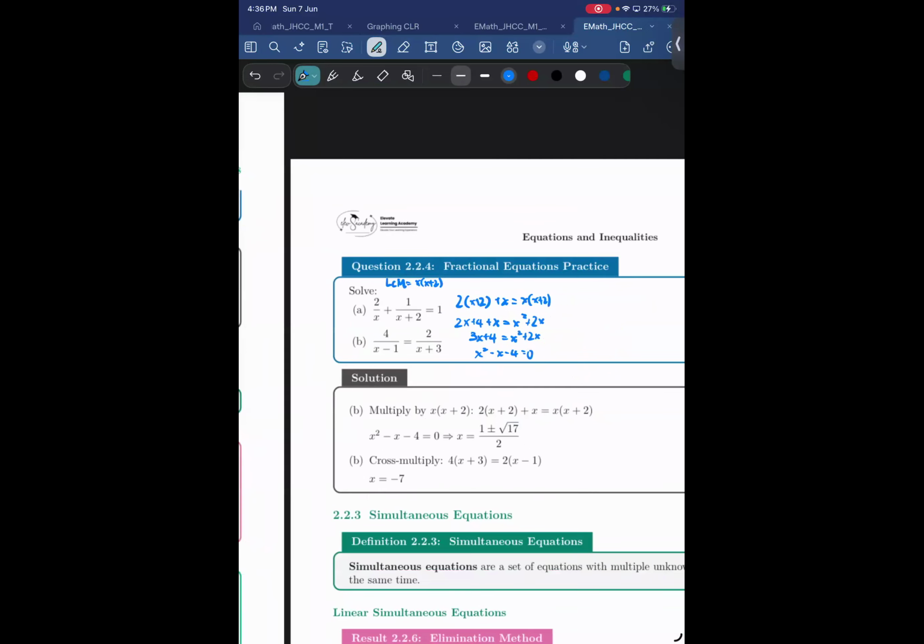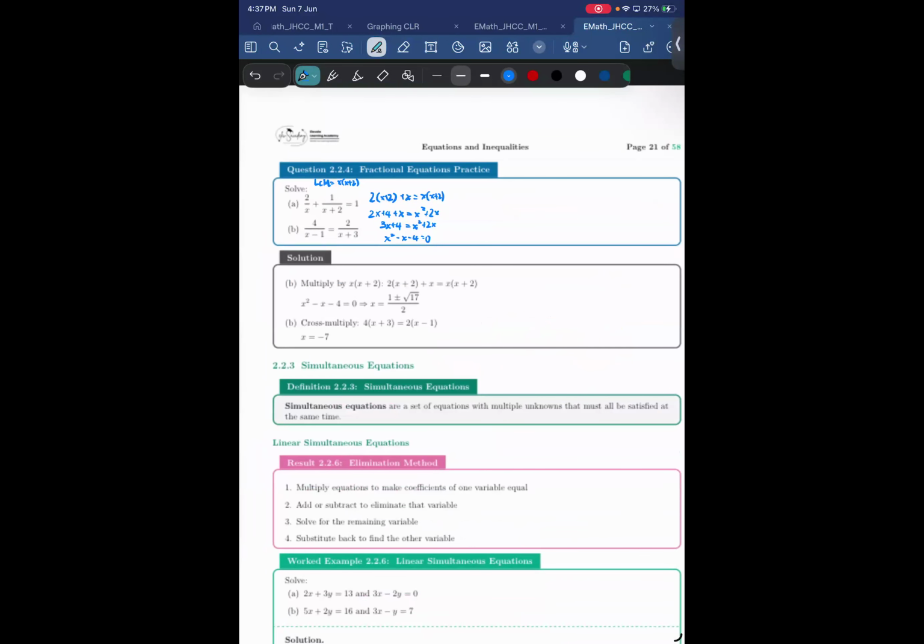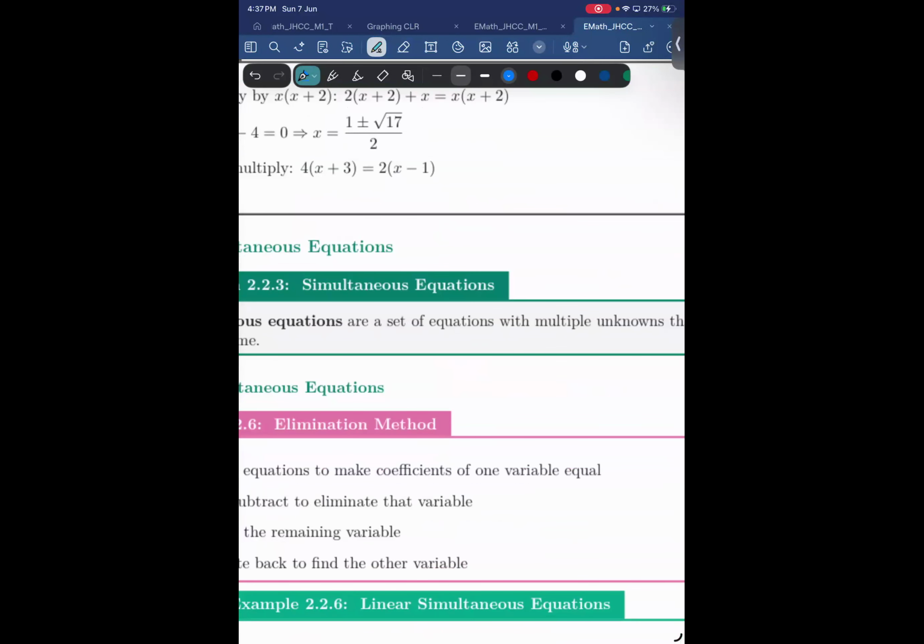Okay, then next, simultaneous equations. Simultaneous equations is usually two equations that have two unknowns, x and y. Simultaneous equations in EMath, we usually use the elimination method. So how to use the elimination method, right?